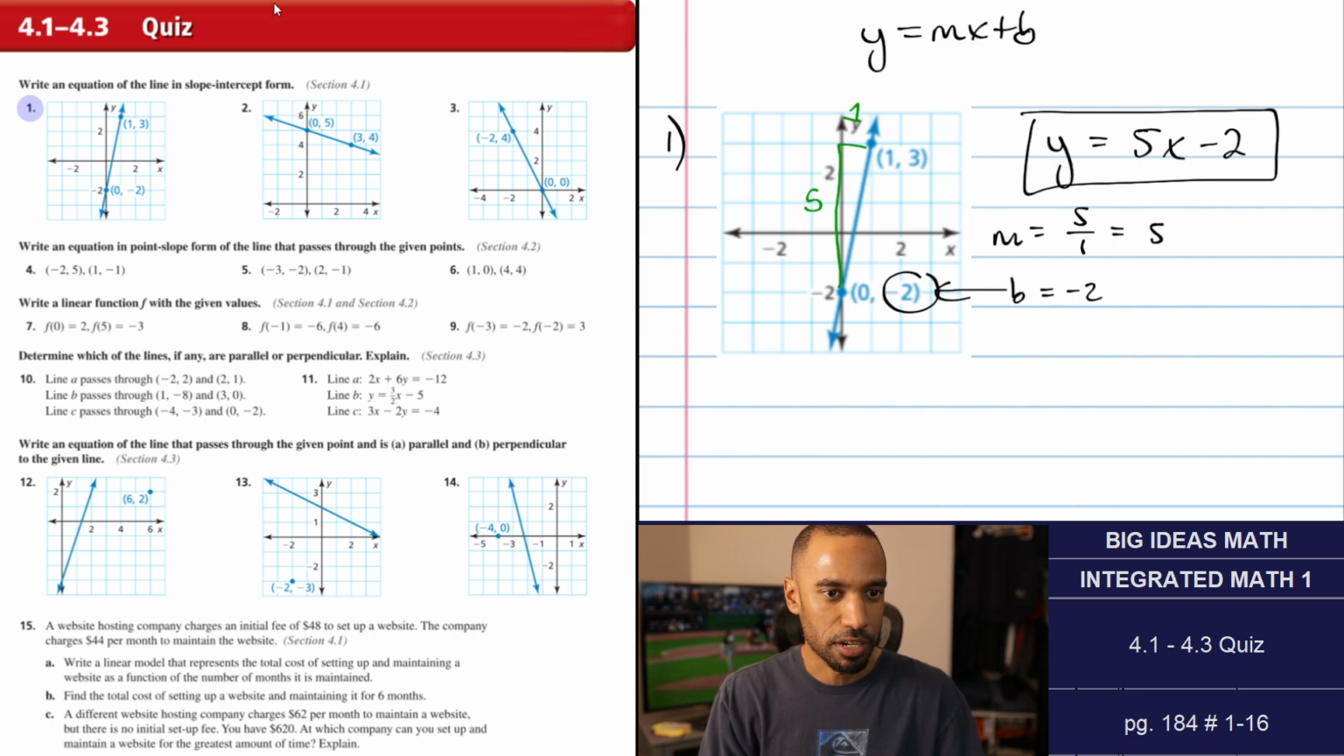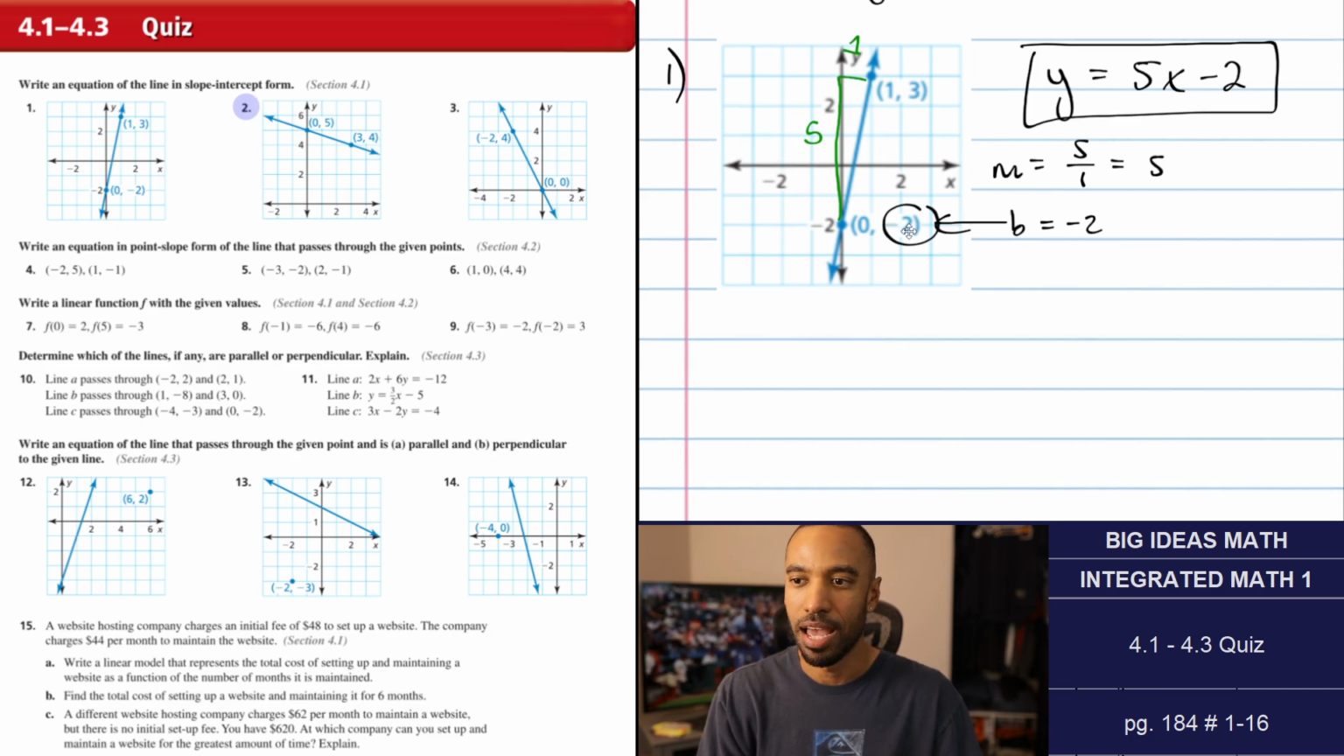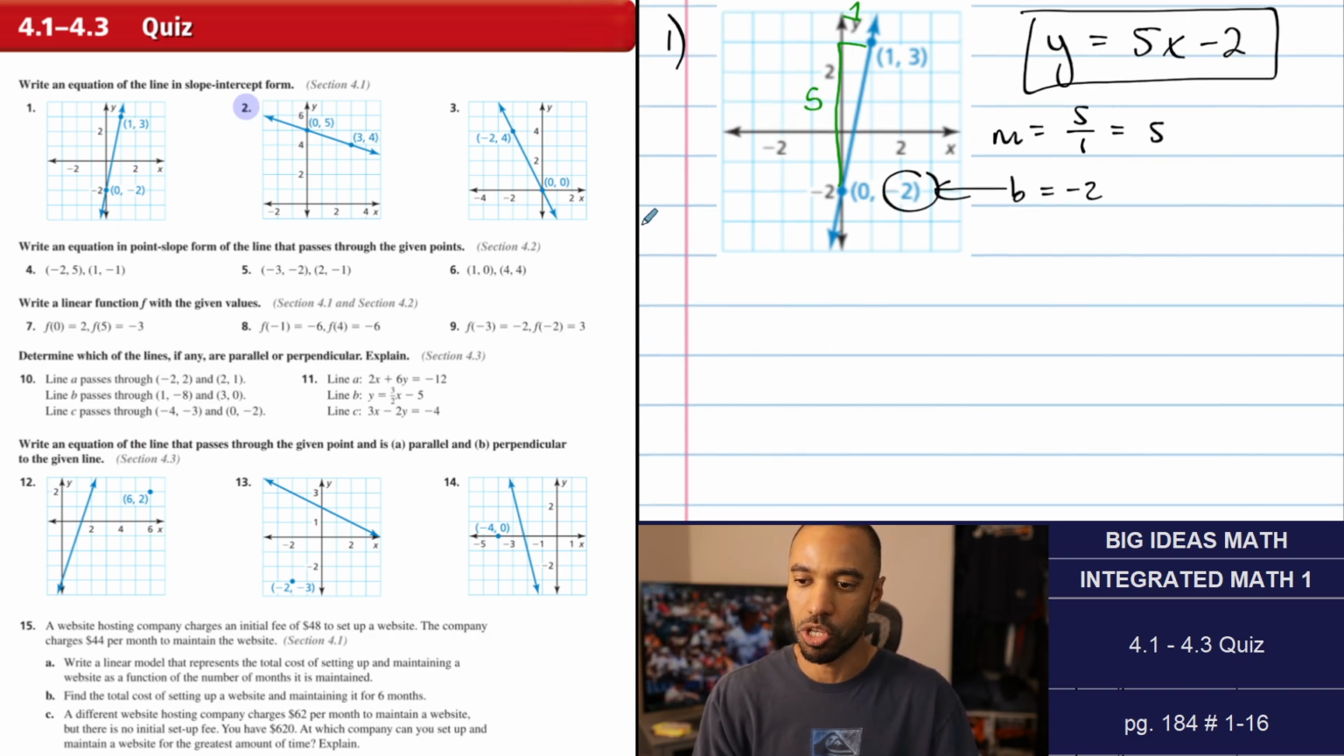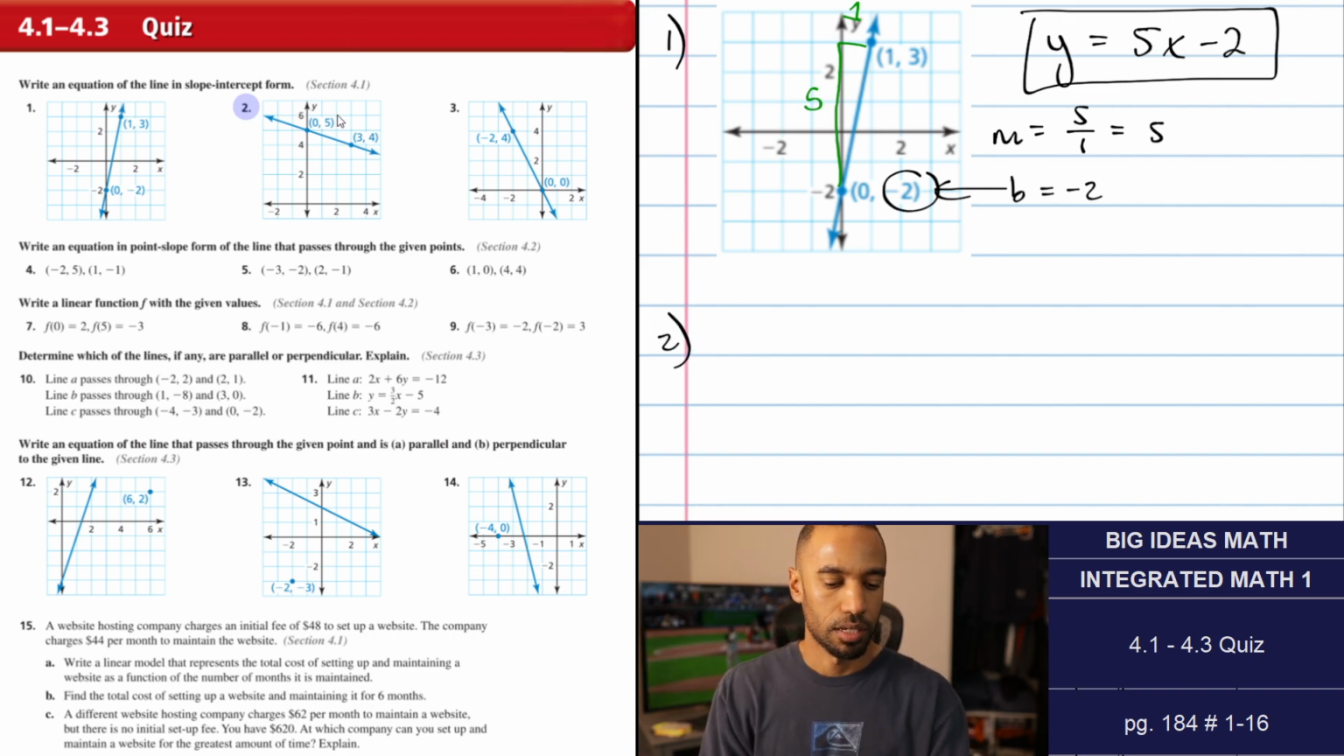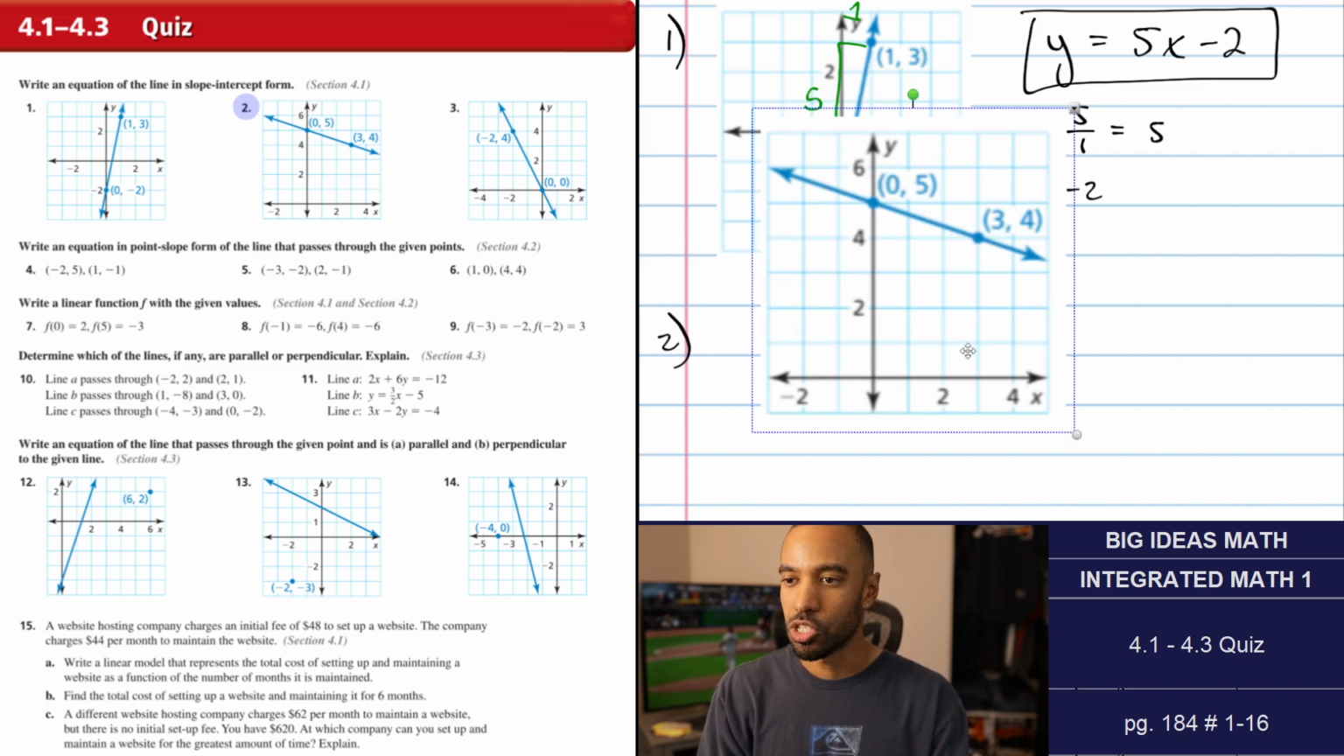Number 2. Okay, because numbers 7, 8, and 9 do not have graphs that I can use slope-intercept form for, I'm not going to calculate slopes here. I will only count them. So number 2. I got this line right here.